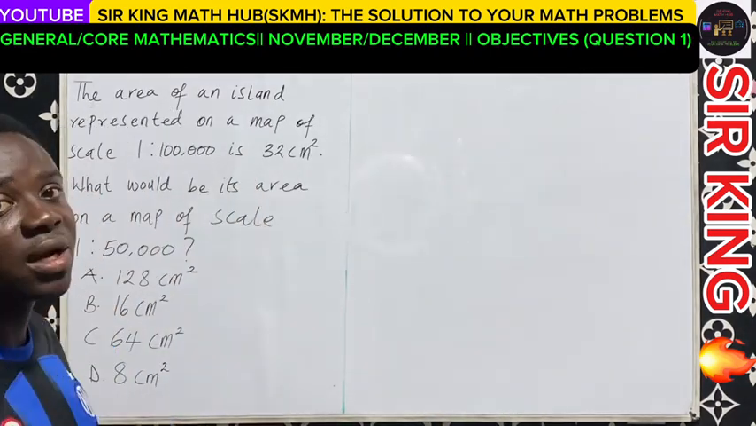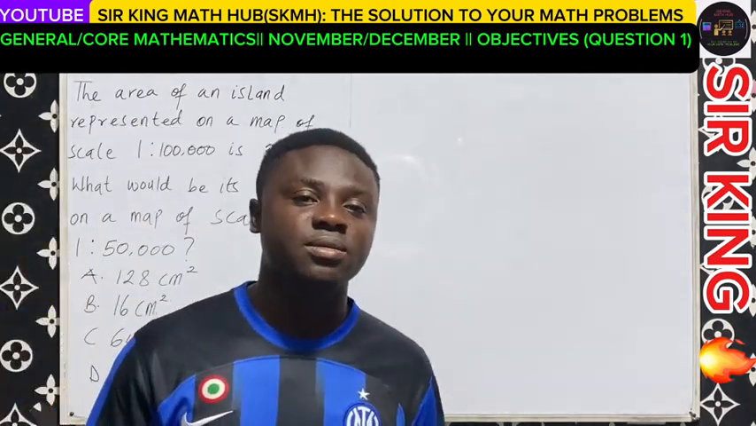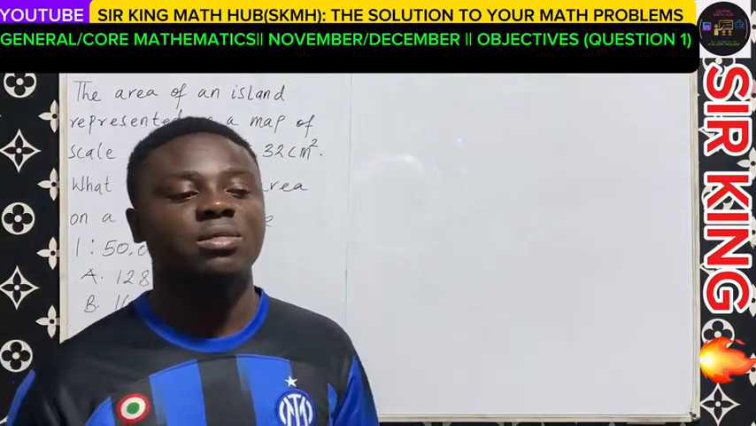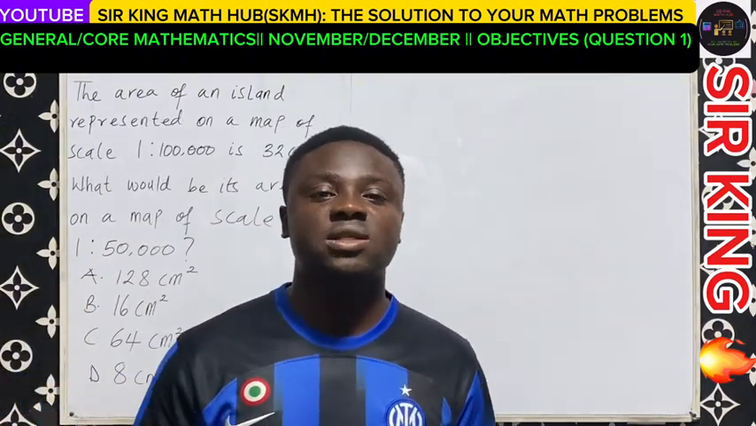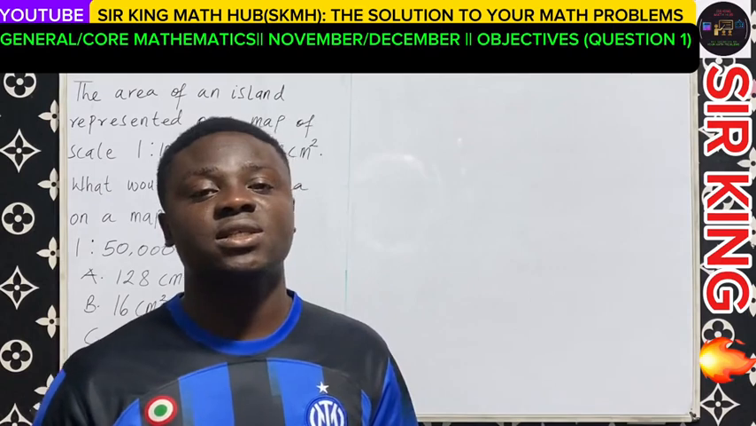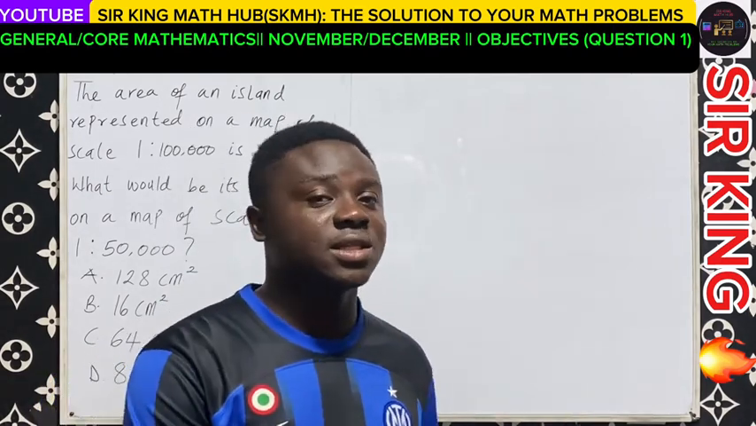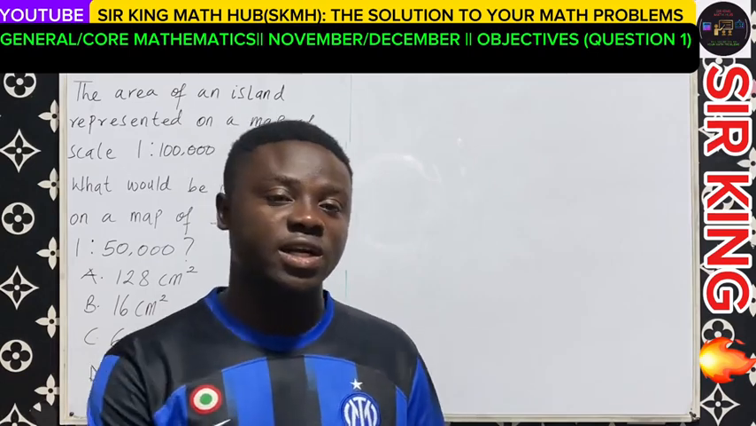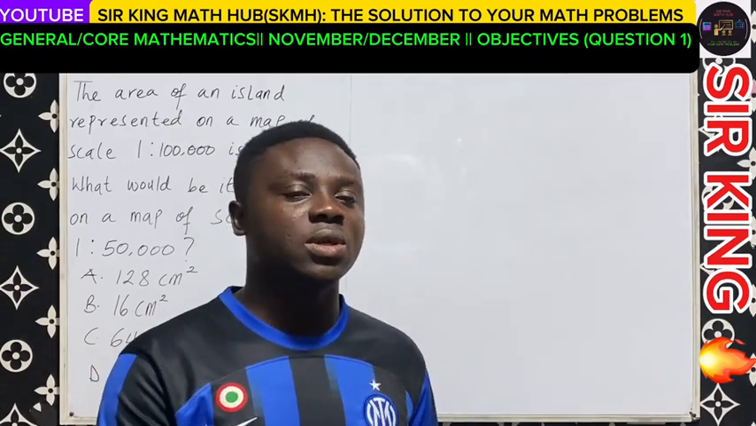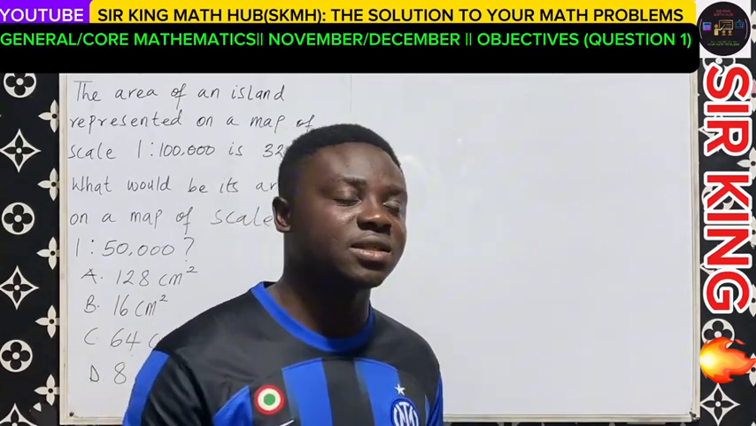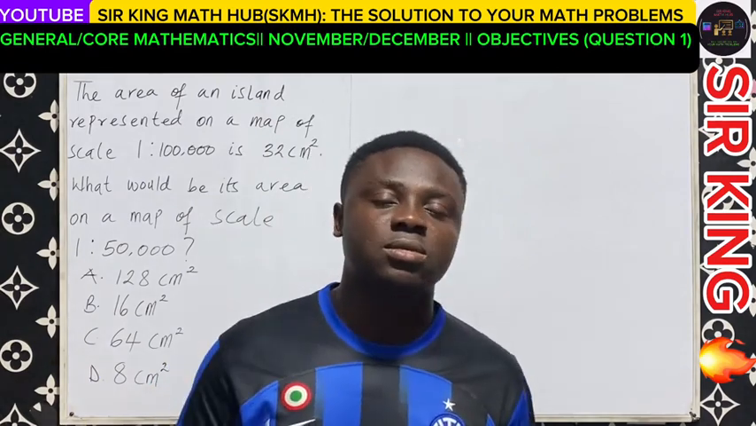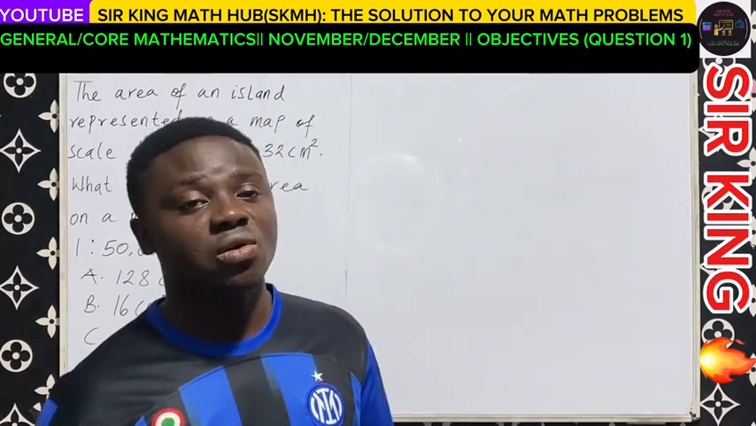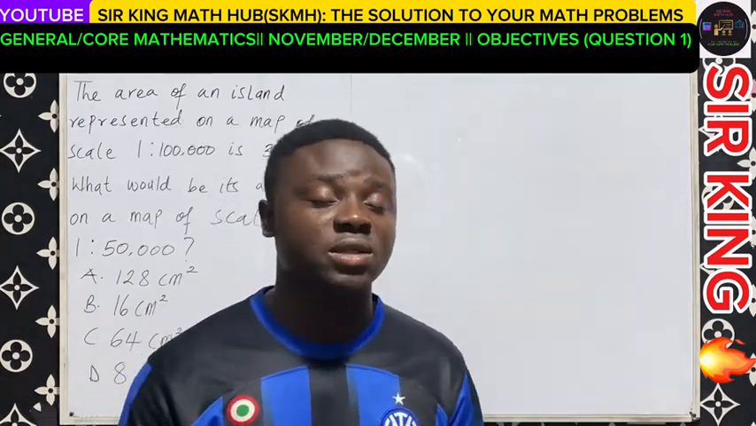Now, recall that a scale of a map gives us the relationship that exists between the distance measured on the map and the corresponding distance on the ground, or in the real world. So that is all about scale.